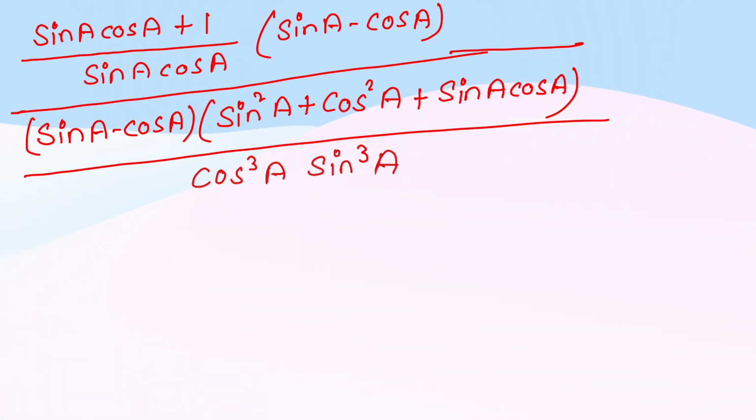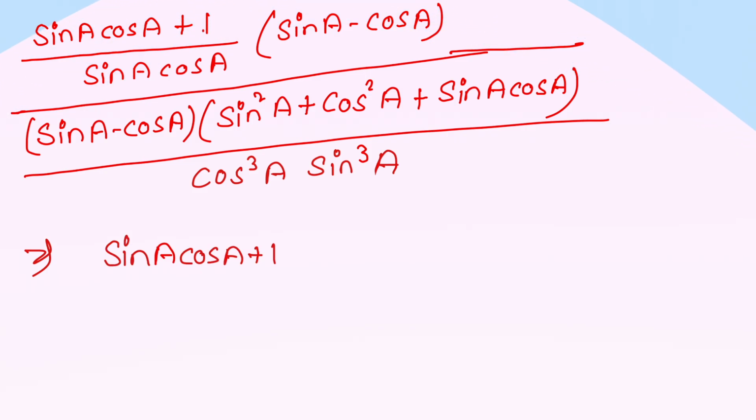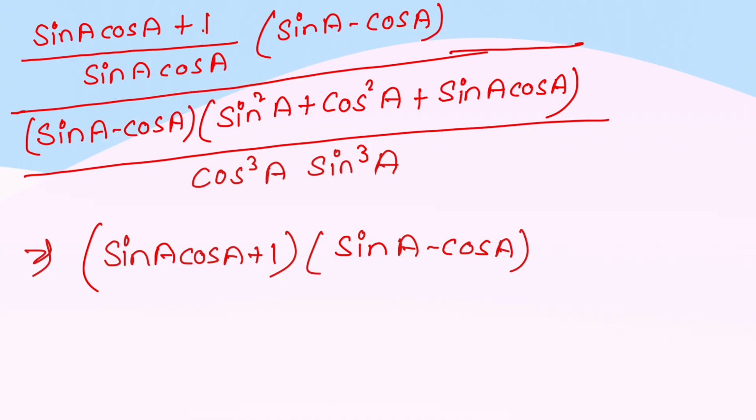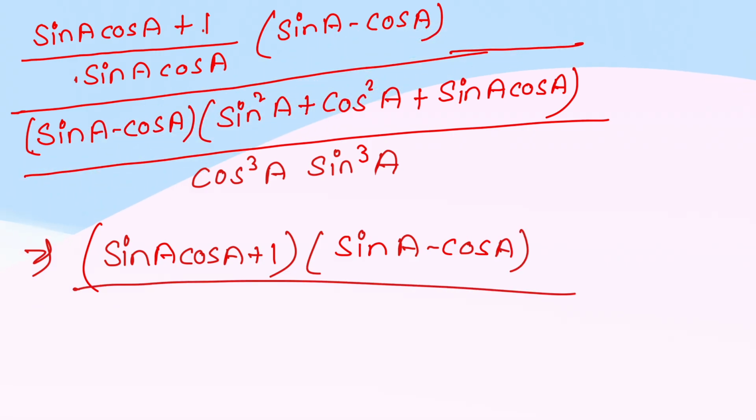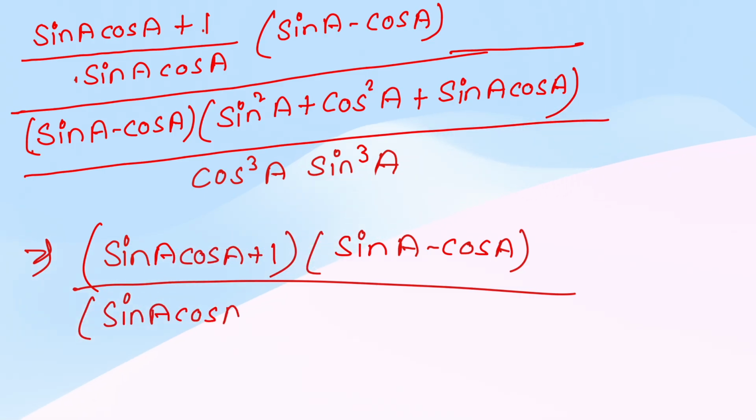Clear? Now shift whatever is there. Sin A cos A plus 1, into sin A minus cos A. This is in the denominator, so we can shift it to the denominator. So it will be sin A cos A, and what is there? Sin A minus cos A.